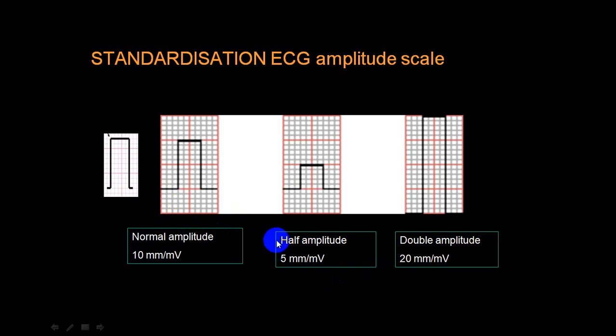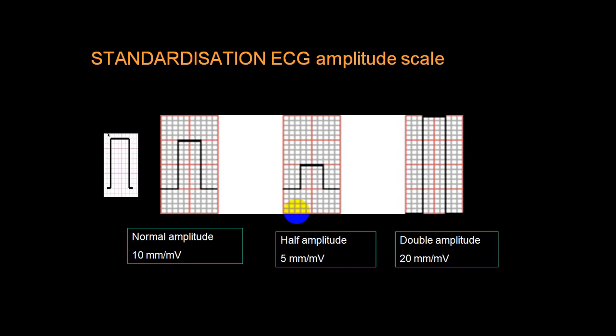Now if you take an ECG at half amplitude, we call it 5 millimeter is equal to 1 millivolt. Normally it is taken at one standardization, or 10 millimeter per 1 millivolt. If the QRS complexes are very big, then only it is taken at half standardization, 5 millimeter equal to 1 millivolt. That will cut the size to half, and this is only in case of a very high voltage QRS complex, to see the entire QRS complex.